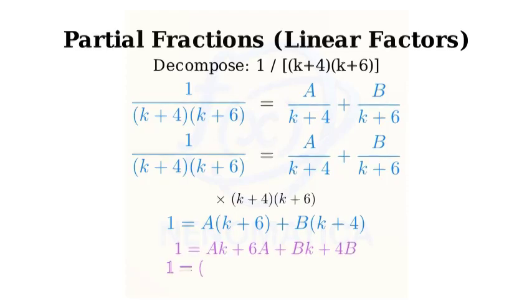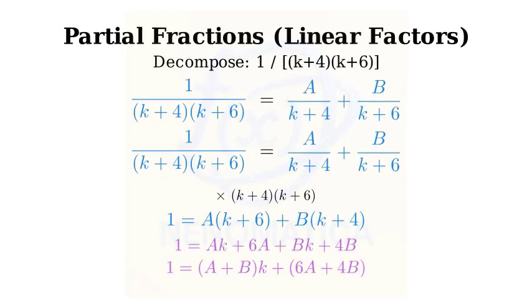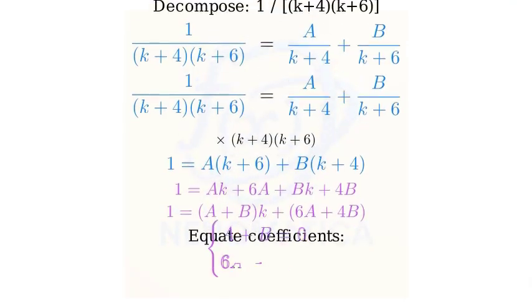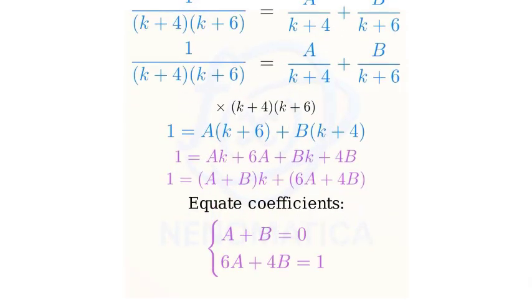Step 3. Expand and collect like terms. a times k plus 6a plus b times k plus 4b. Group the k terms and the constants. That gives (a plus b) times k plus (6a plus 4b). Step 4. Equate coefficients. On the left side we have 1, which means the coefficient for k is 0 and the constant is 1. Therefore, a plus b equals 0 and 6a plus 4b equals 1.